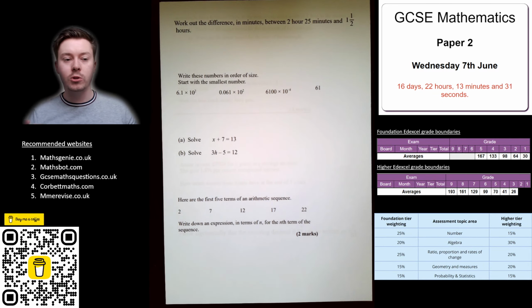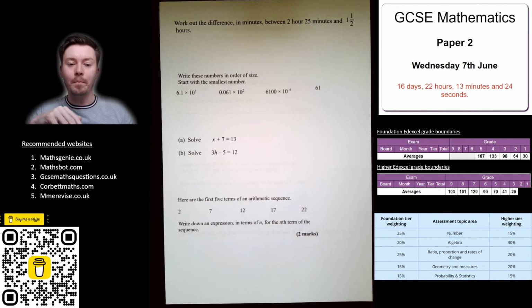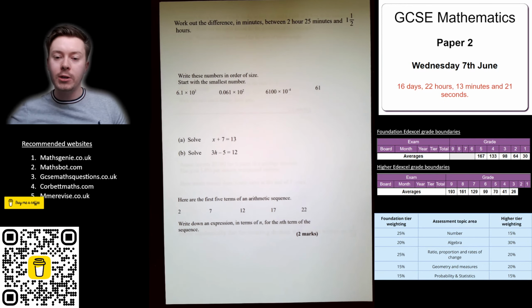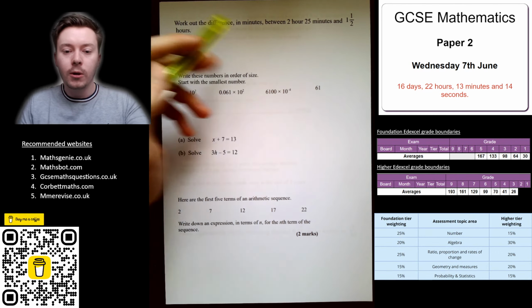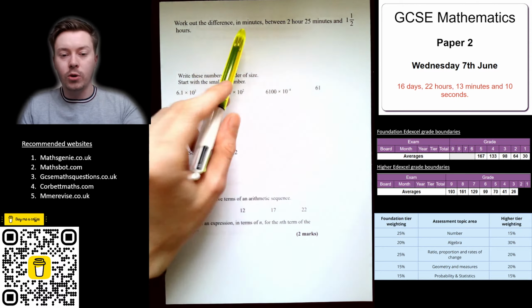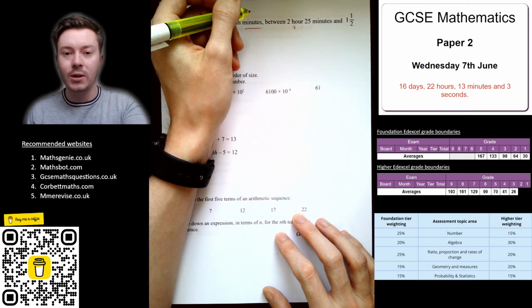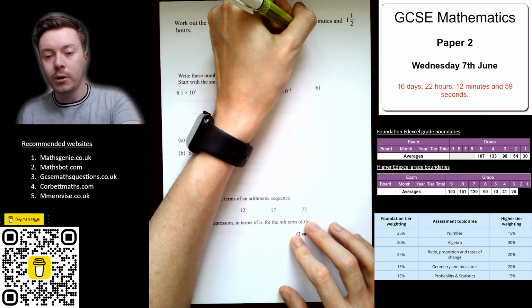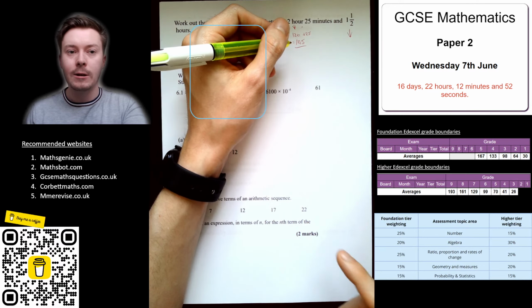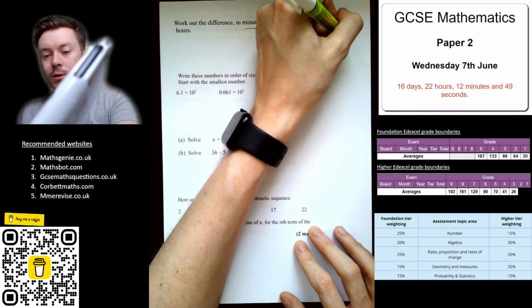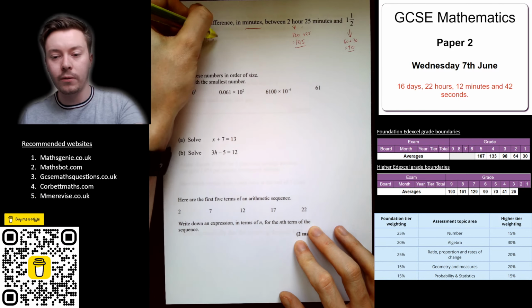Right, so starting to have a go and work through some of these questions. Work out the difference in minutes between 2 hours 25 minutes and 1.5 hours. So what we want to do is change both of these into minutes, because we're doing the difference in minutes. So 2 hours and 25 minutes: 2 hours is 60 times 2, that's 120 minutes, plus 25 minutes is 145 minutes. And then 1.5 hours is 60 plus half an hour, which is 30, so 60 plus 30 is 90 minutes. So we've got to work out the difference. We'll do 145 take away 90.